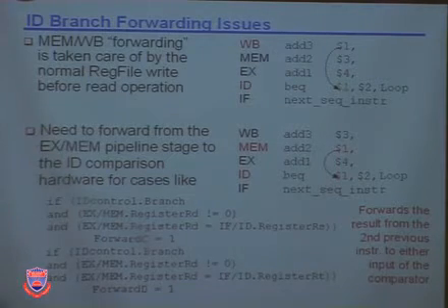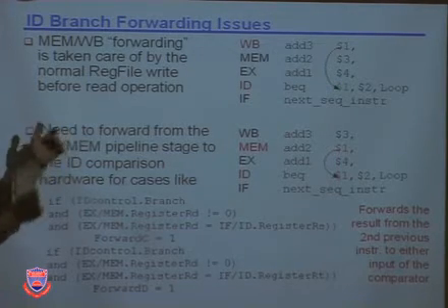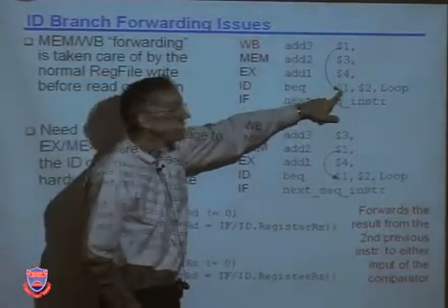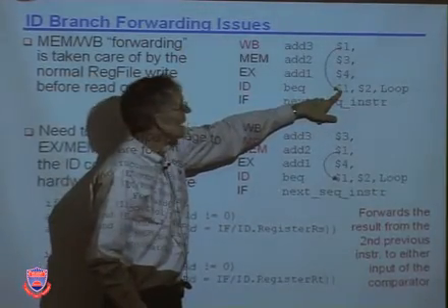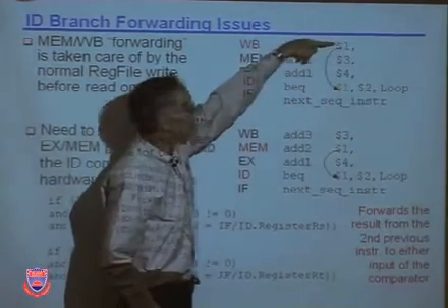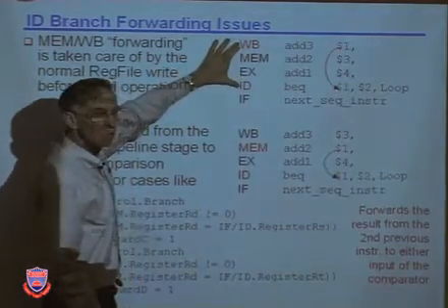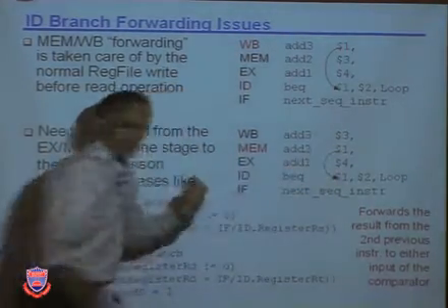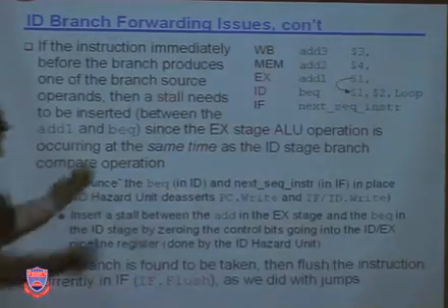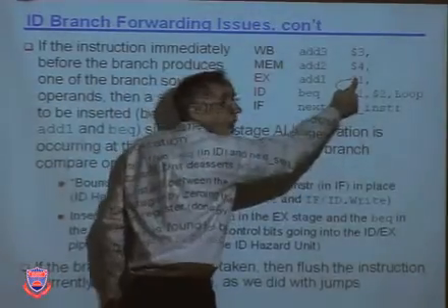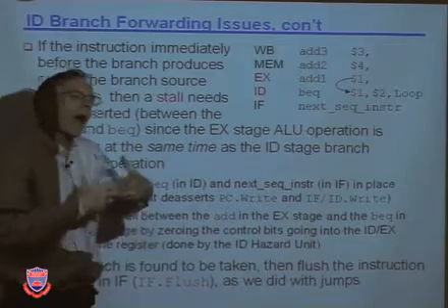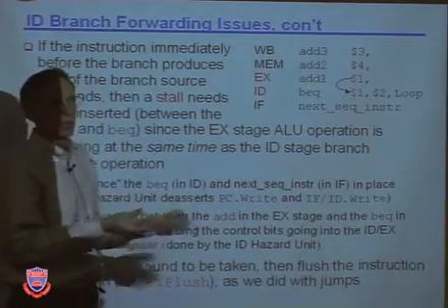Now here's the thing that we're going to look at. Here's the branch instruction, and it's testing a register value which was changed here 3 instructions earlier. Now it's testing a register value that was changed here 2 instructions earlier. Now it's testing a register value that was changed here 1 instruction earlier. Got it? So we're going to look at all 3 cases and say, how can I manage that? What am I going to do?